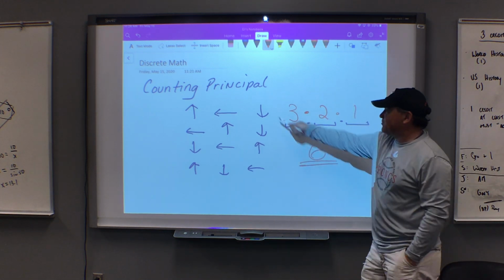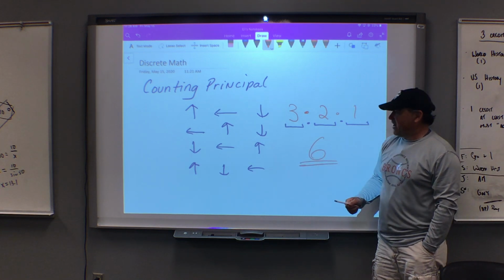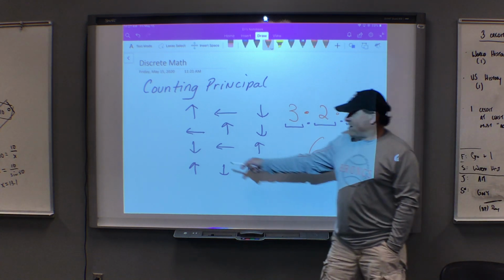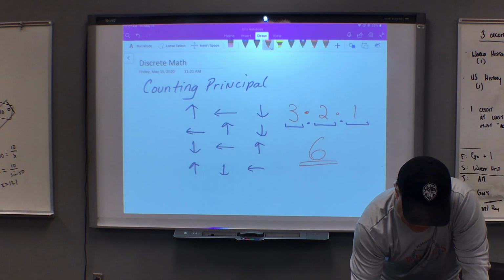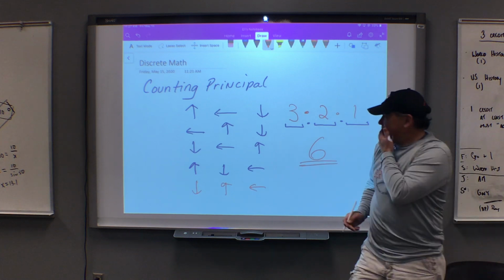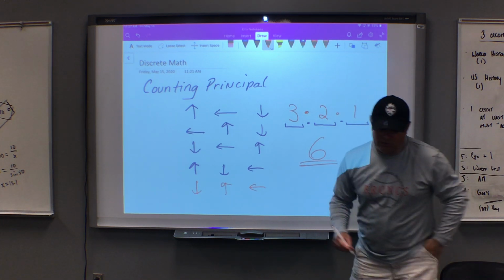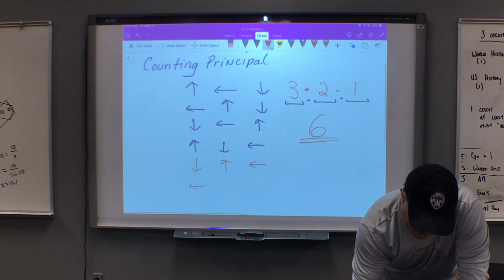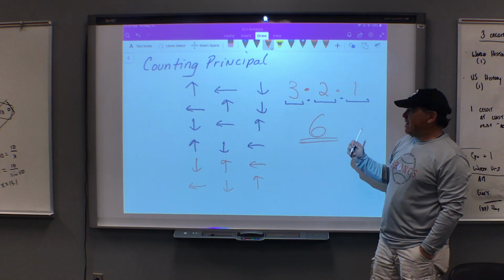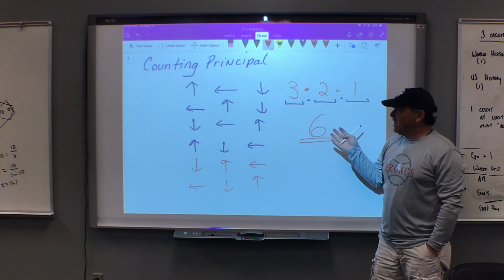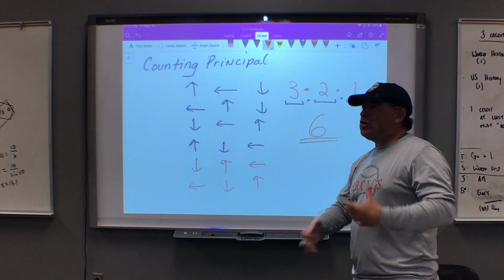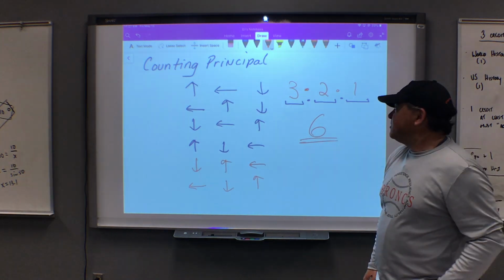There are 6 options. Now I drew 4 of them, so I should be able to find 2 additional ones. I've got another one with a down arrow first: down arrow, up arrow, left. And I think I've got another one that goes left arrow, down arrow, up arrow, and there's all 6. Now obviously if I have way more than 3 objects, this would get pretty extensive pretty quickly. But that's known as the counting principle. You can do that with any number of objects.